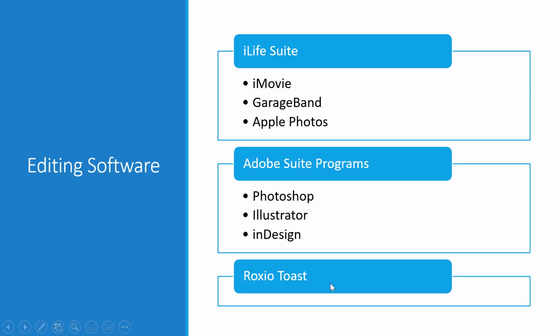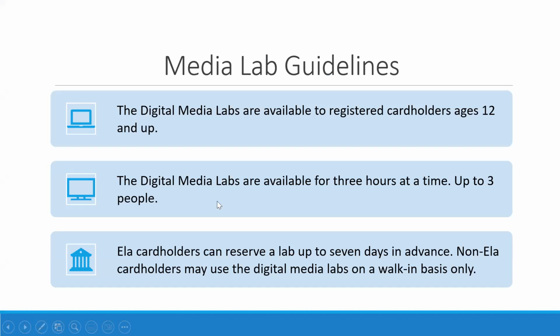And then we have Roxio Toast, which is a program in which you can burn a CD or a DVD, because Apple computers no longer have a CD DVD burning program. So we use Roxio Toast. So that's some of the main equipment that we have in the Media Lab, which I believe would be useful for someone wanting to preserve for genealogy reasons, if you will.